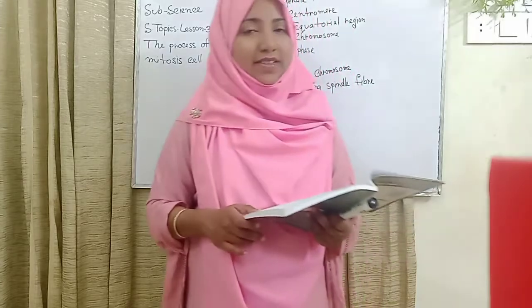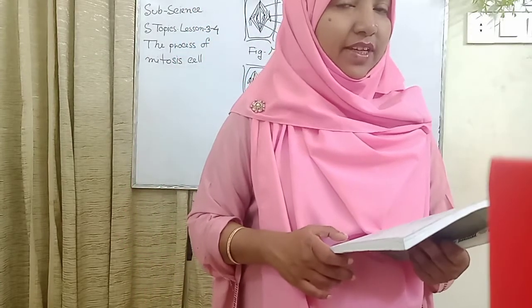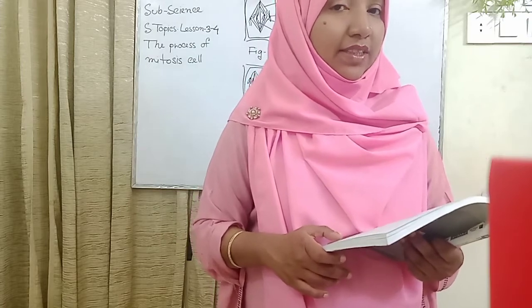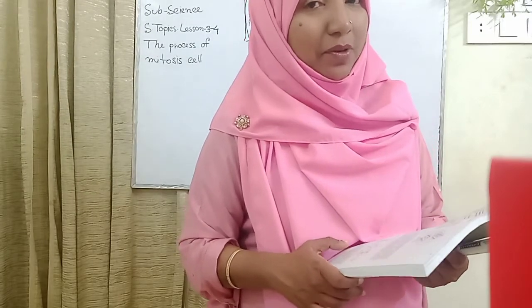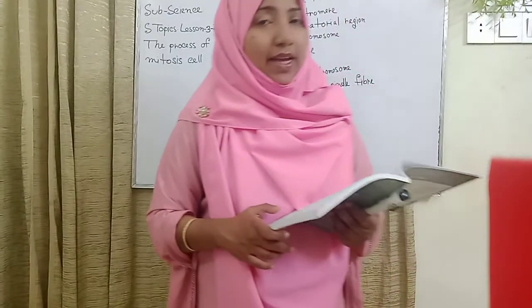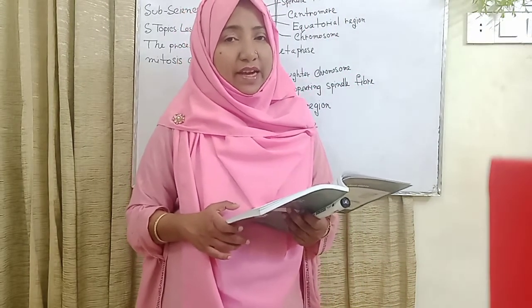Again I repeat, there are five phases in karyokinesis. The first phases are prophase and prometaphase. In the previous class we explained these topics. Today I am going to start our next topics, the metaphase and anaphase.